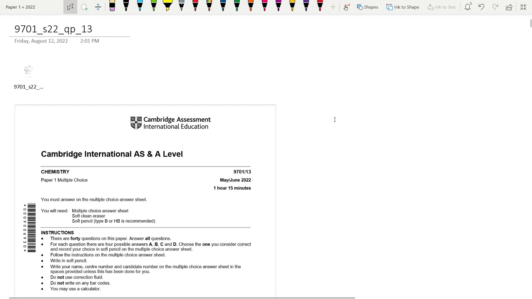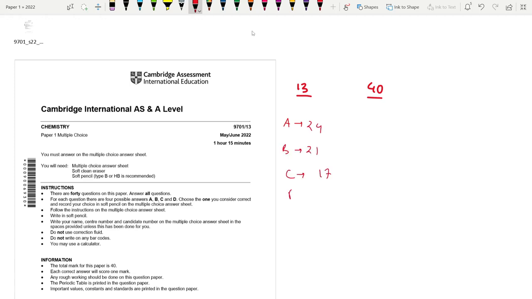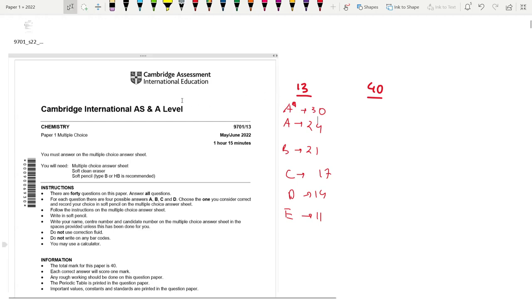So let's look at the threshold. This is paper 1-3. The maximum mark was 40, right? 40 MCQs. So A was at 24, B was at 21, C was at 17, D was at 14, and E was at 11. So this was identical to paper 1-2. And A star should approximately be at around 30 marks. It's not mentioned in the threshold, but it should be around that mark, okay?